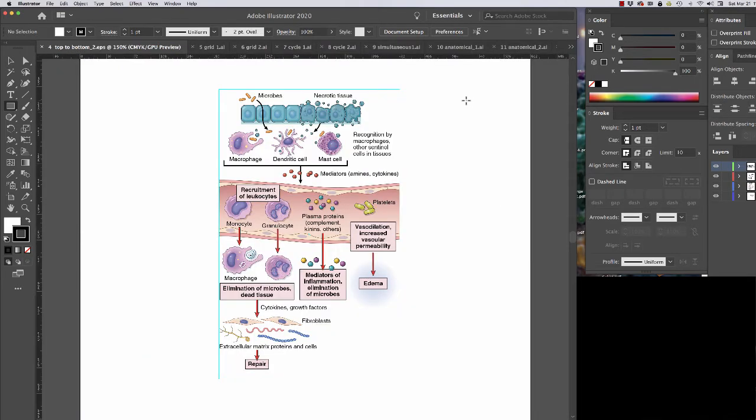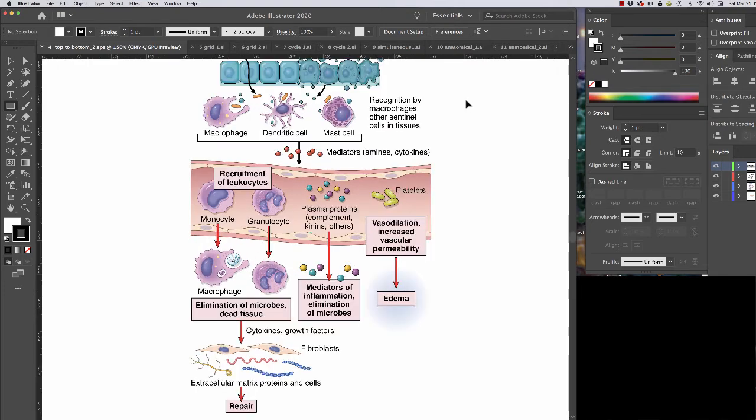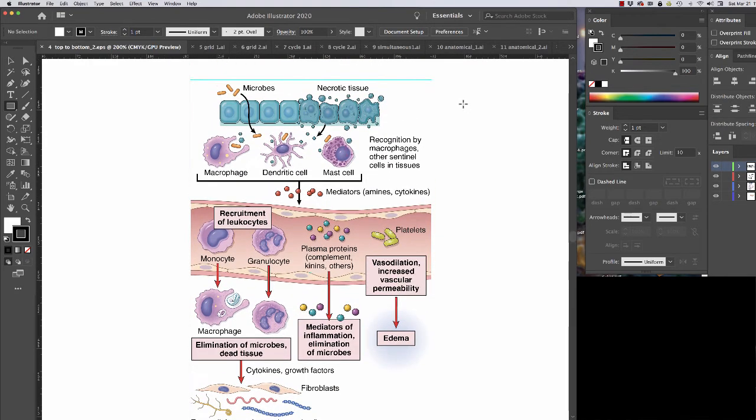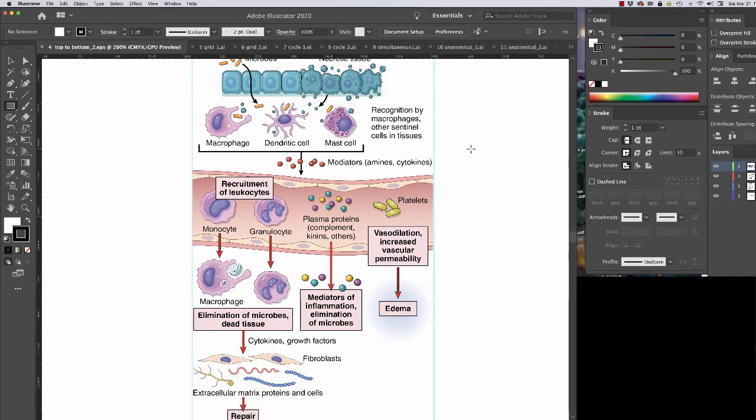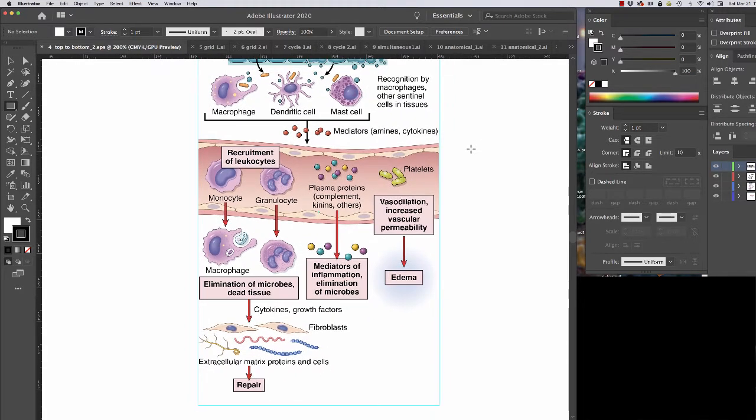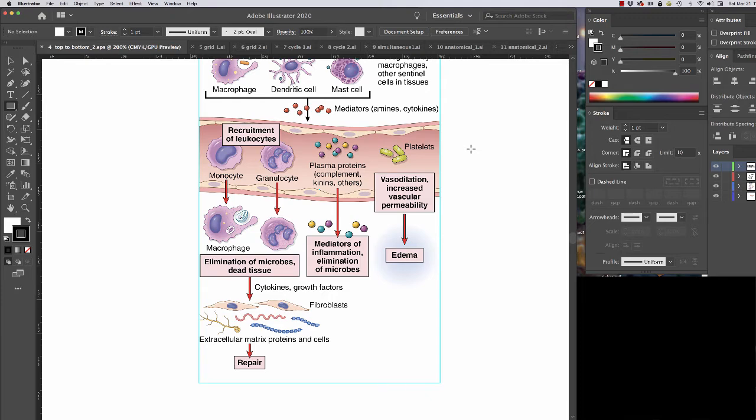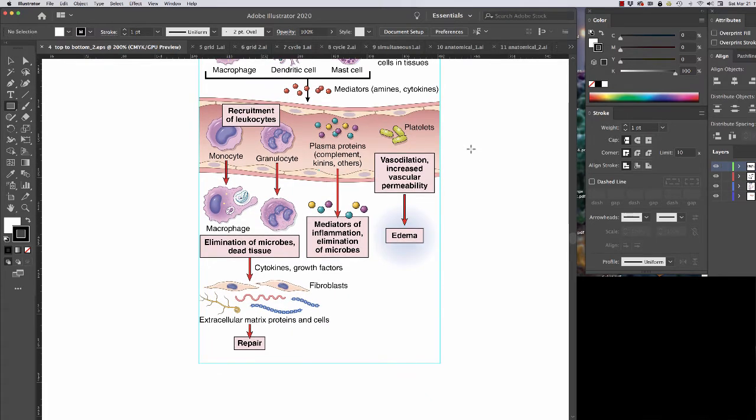Another example of top to bottom flow in an illustration, just showing some different things that trigger immune responses in a cell, and then some of the different responses to those different immune stimuli. And you can see that it's just a series of pathways flowing from top to bottom.